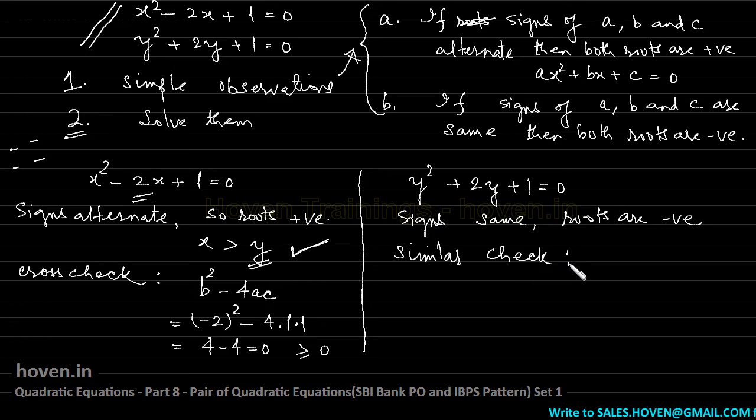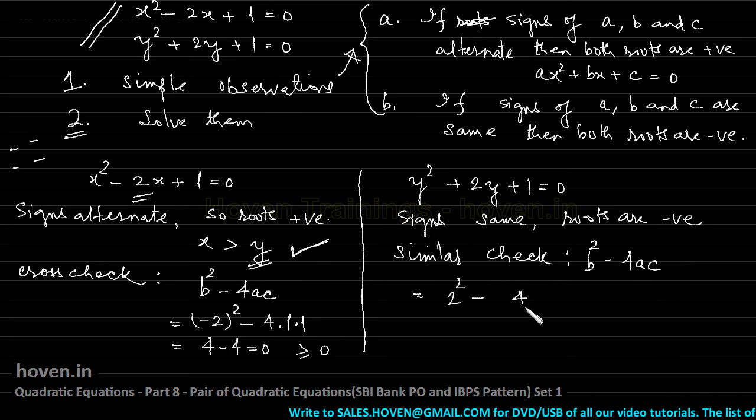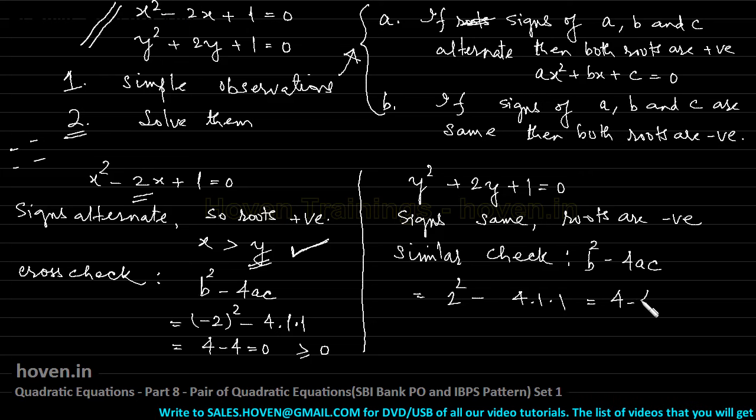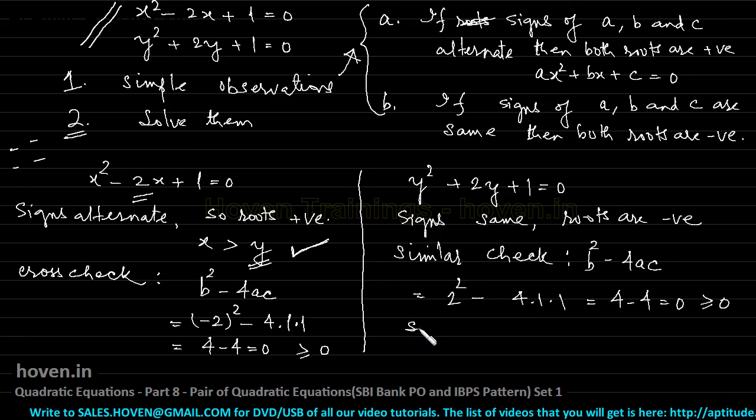Let us make a similar check here. B square minus 4ac, which is equal to 2 square minus 4 into a into c, which is equal to 4 minus 4 equal to 0, more than or equal to 0. So roots exist.